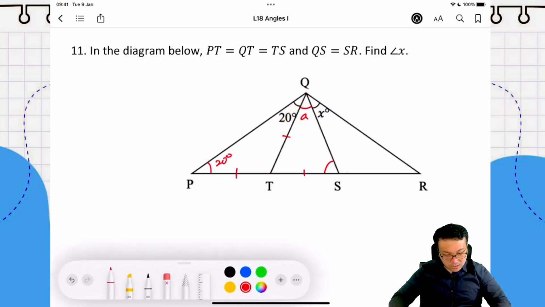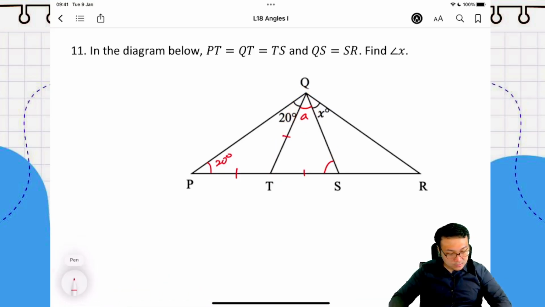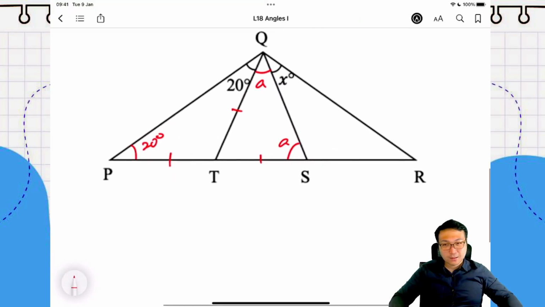No. I call this A. Oh. This is also A. You know why? I thought only the both sides are A. You thought what? Are you trying to say that this should be A and this should be A?